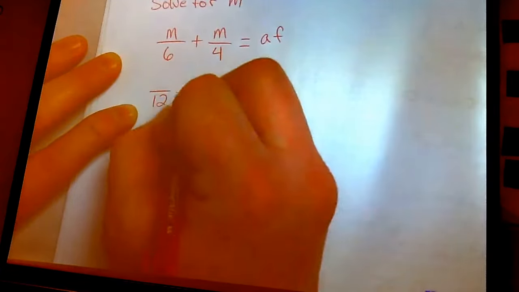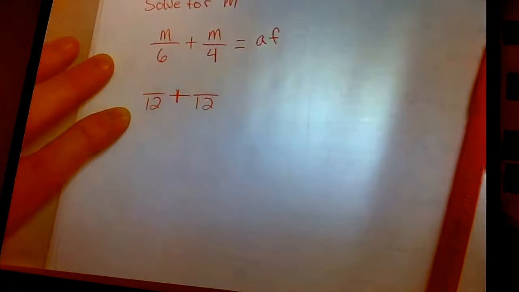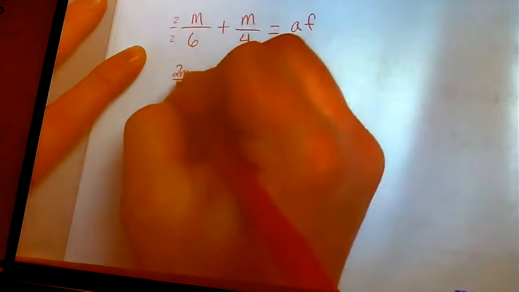So if you change the bottom to 12 on this one, you had to multiply the bottom by 2, right? Yeah. So then what do you have to do to the top? Multiply by 2. Oh, I don't have a pencil. I'll just do it in pen. You have to multiply by 2 over 2. So that would be 2m over 12.